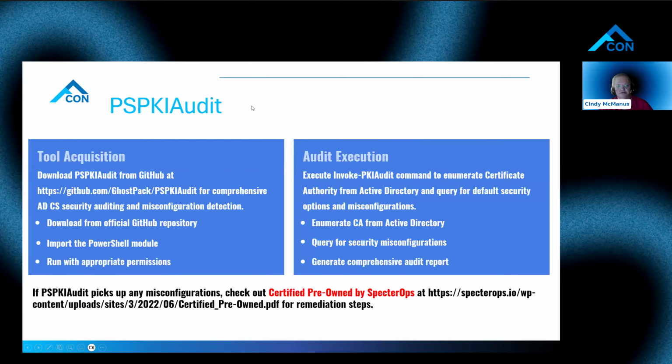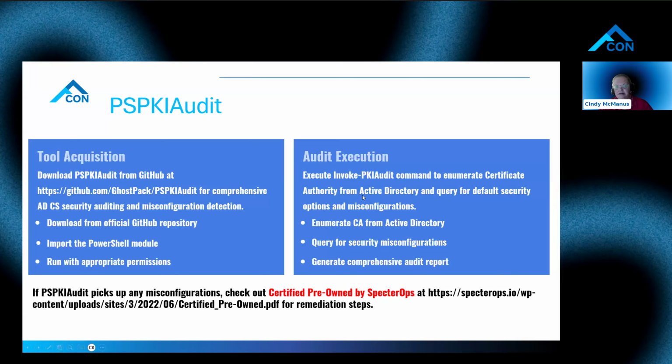So here's one of the tools I use to run a security assessment against the templates and the CAs in my organization. It's also put out by PKI Solutions, and it's PKI Audit, PowerShell PKI Audit. You download it from GitHub. Do not download it from anybody else. You're going to import the module and run it with enough permissions to generate the report. And I'll show you a copy of the report in just a minute.